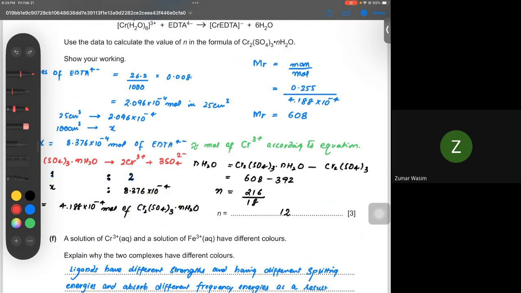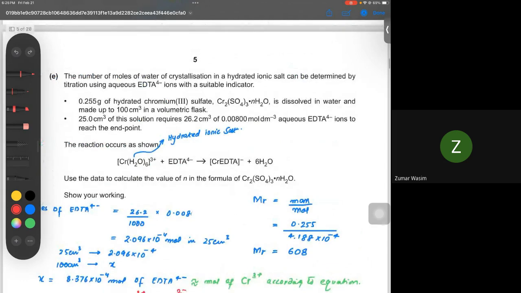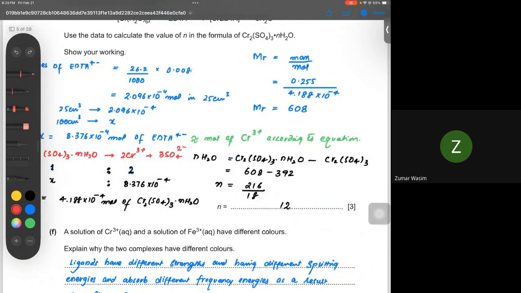That's the main thing. The mass of this compound is given, that is 0.255, and I got the moles of the whole compound, that is this. I want to find out the relative molecular mass. What can I do? It would be mass upon mole. Mass is 0.255 given in the question, and moles is 4.118 times 10 to the power minus 4. I'm going to put the values over there and I would be getting the Mr.